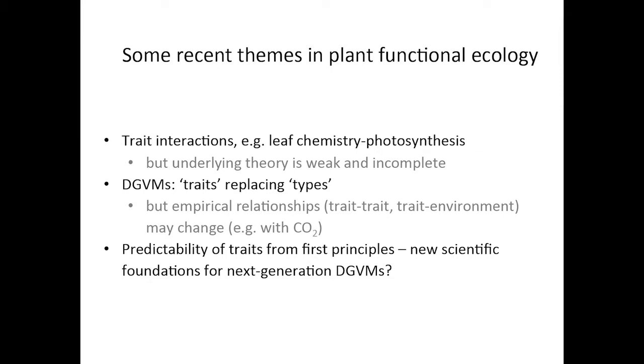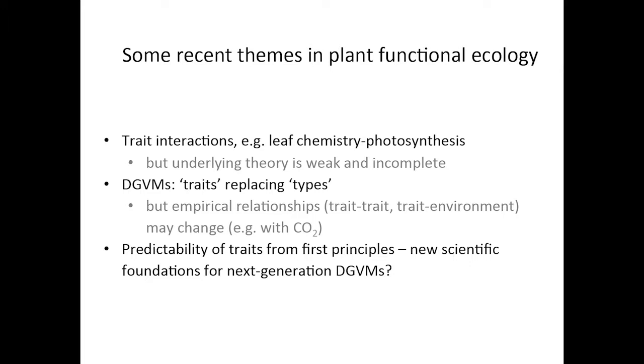but I think there are a couple of themes that have been very strong in this meeting. One is the idea of trait interactions. I could have just put trait correlations there, but there's a lot of work being done on interactions. So, for example, work in which people are looking at how leaf chemistry influences photosynthesis, or the other way around. I won't elaborate on this, but I will give some hints that I think that sometimes the underlying theory is actually quite weak, or the interpretive paradigm, if you like.